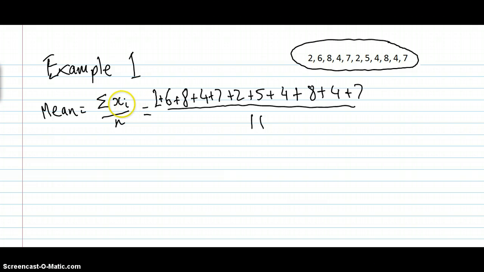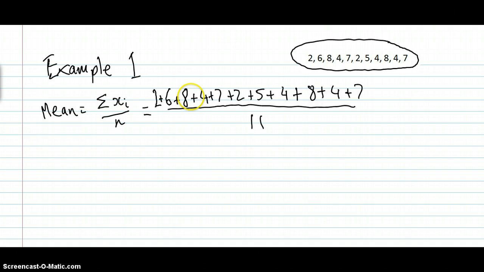Let's look at an example. Here we've got some data: 2, 6, 8, 4, 7, 2, 5, 4, 8, 4, 7. We've got a bunch of numbers. Let's find the mean of this data. Now our equation says we've got to take the sum of all possible iterations of x and then divide by the number of numbers n, the number of scores.